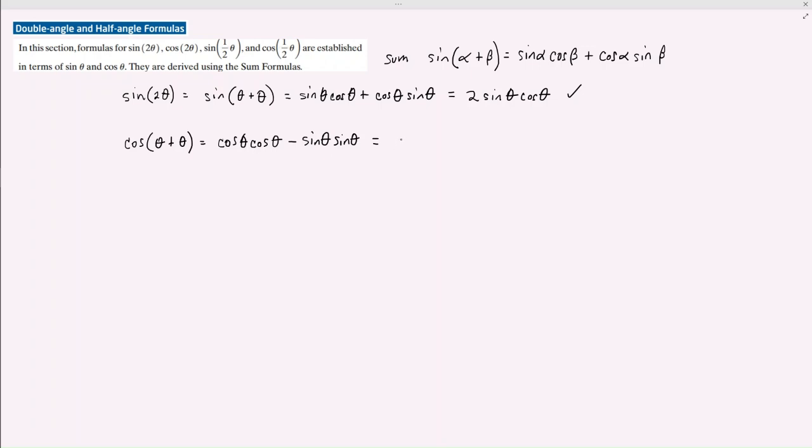So the double angle formula for the cosine is going to be cosine squared theta minus sine squared theta. Just insert this over here. This was cosine 2 theta. Okay, so we've got both of these established just using the sum formula that we learned previously.